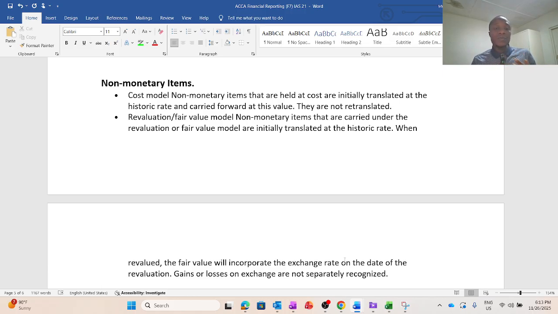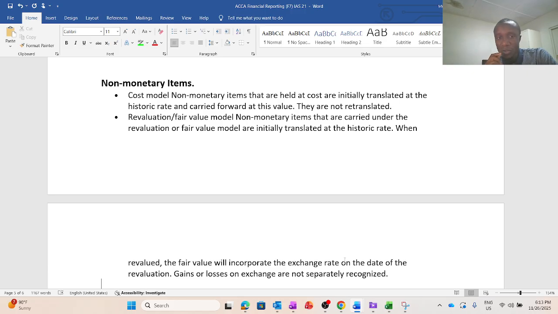Sorry, we have two approaches by which we can value our non-monetary items. For instance, our property, plant and equipment, our inventory, our building, our intangibles. These are all examples of the non-monetary items within the financial statement. Cost model: non-monetary items that are held at cost are initially translated at the historic rate and carried forward at this value. They are not retranslated.